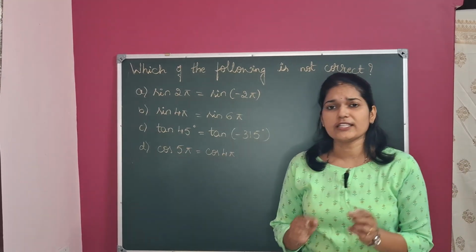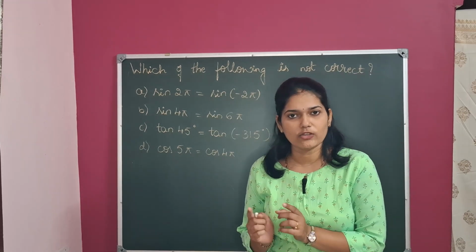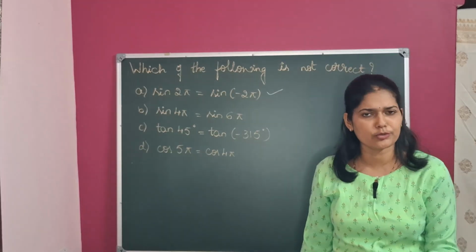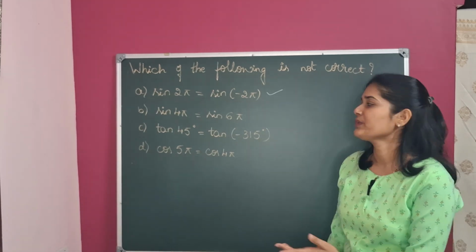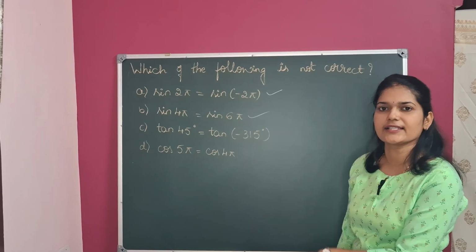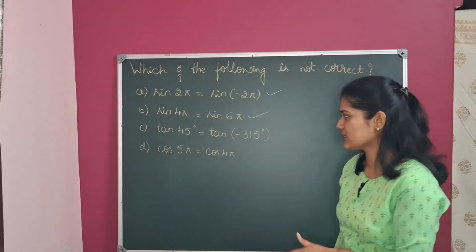We clearly know that sin n pi value is 0. Therefore, sin 2 pi as well as sin of minus 2 pi both will be equal to 0. Similarly, this one is also correct because sin 4 pi and sin 6 pi both values are equal to 0.